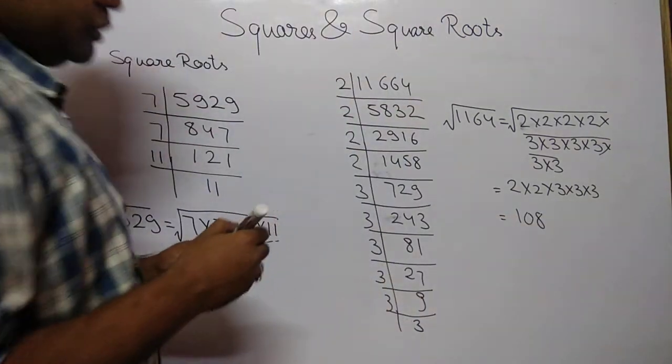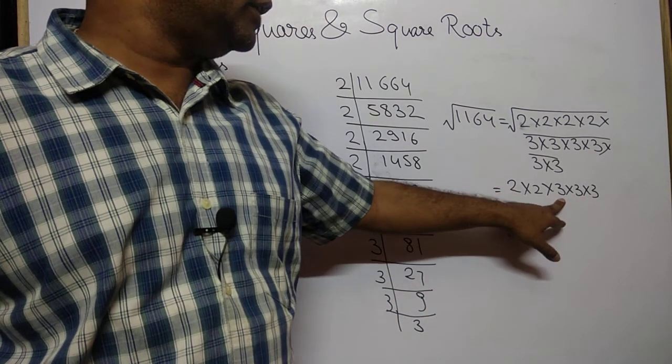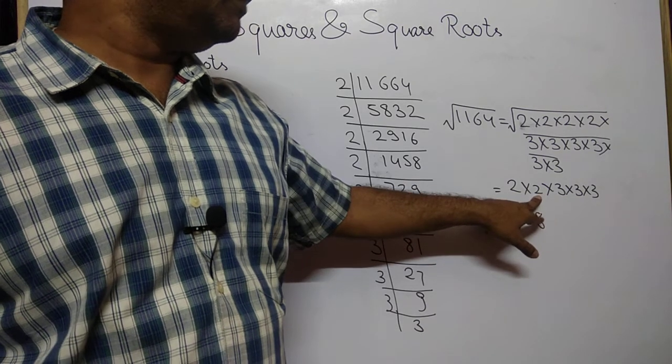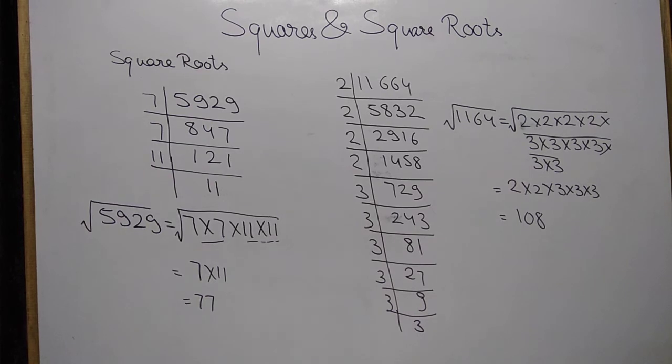Once again cross check the product. 3 3s are 9, 9 3s are 27, 27 2s are 54, 54 2s are 108. So likewise you have to find out the square root by using prime factorization method. Move to the next type of question.